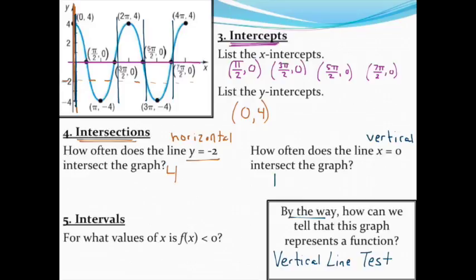Okay. Last question they may ask you is about intervals. Where is your graph? This is what the question is asking. Where is your graph less than 0? In other words, where is your graph underneath the x-axis? So let's go ahead and take a look at our graph and see where it is less than 0 or underneath the x-axis. Well, I can see there's an interval between here. There's one spot where my graph is underneath the x-axis.